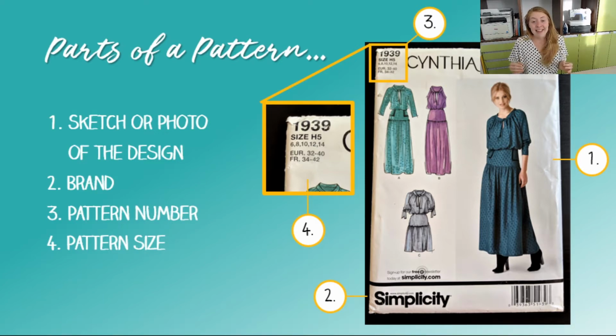And the last thing is the pattern size. Now up here in the corner, you can see that this is a European size 32 to 40 or a US size 6 to 14. Now you want to make sure that you get the pattern size that's right for you and your body, okay? So that's one more key piece of information that you're going to want to check, okay? So that's the front, pretty straightforward.